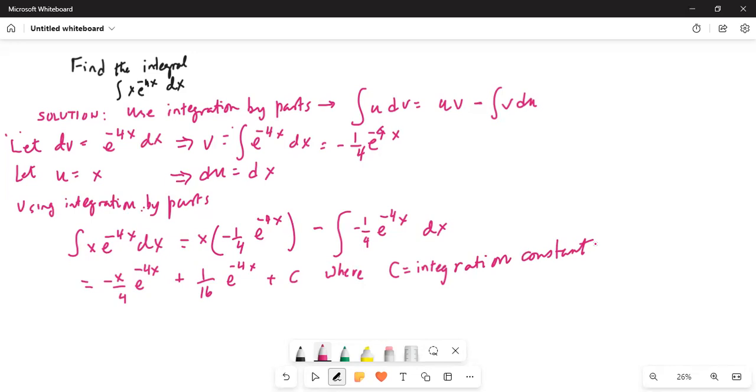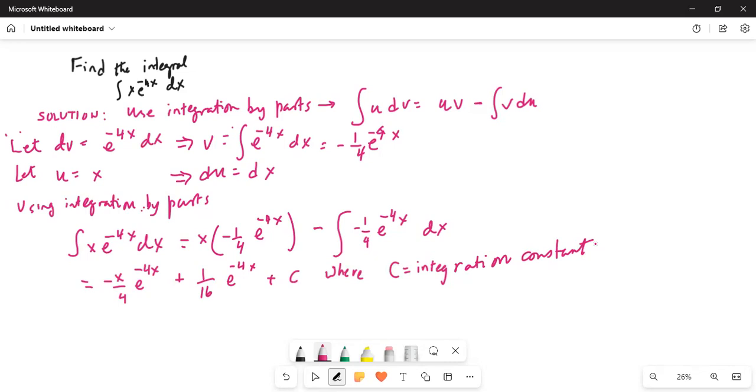Then we will do integration on both sides to get v is equal to integration of e to the power of minus 4x dx. Now, since the exponent for e is minus 4x, when you integrate that, minus 4 becomes minus 1/4 outside, and e to the power of minus 4x. And let u is equal to x, then du is equal to dx. Okay. So integration by parts, I'm going to use that formula. Integration of u dv is equal to uv minus v du.